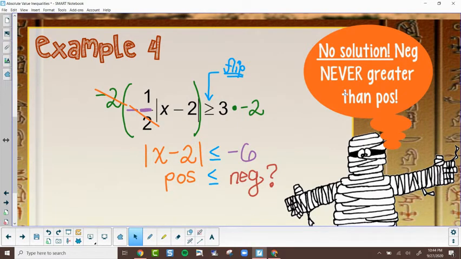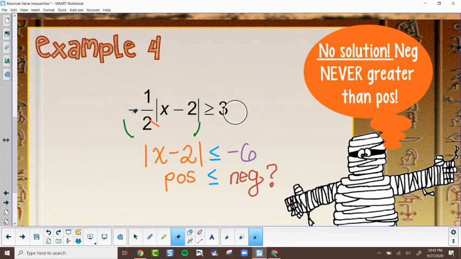Negatives are never greater than positives. You may have already seen that at the beginning of the notes. So I'm going to go ahead and erase this because I'm going to show you what it could look like from the beginning.